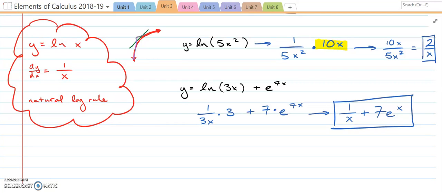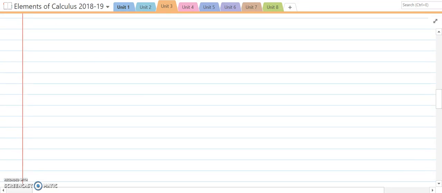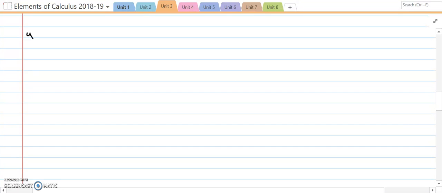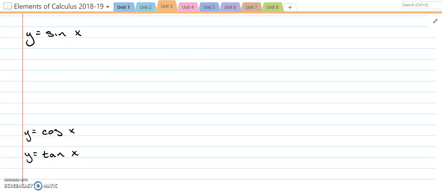Got about 3 minutes left, and I've got 3 different trig functions to talk about. I don't know if I'm going to be able to finish, but we might as well try. 3 trig functions that you're going to have to deal with. Y equals the sine of x. Y equals the cosine of x. And then y equals the tangent of x. Not going to worry about having the cosecant, the secant, or the cotangent involved in our particular investigation of trigonometric derivatives. So for this one, I want to talk about y equals sine of x.